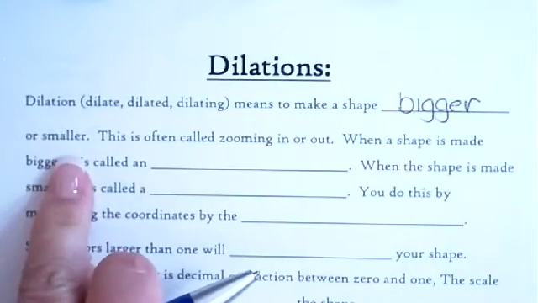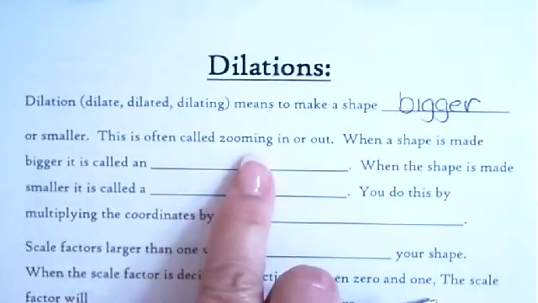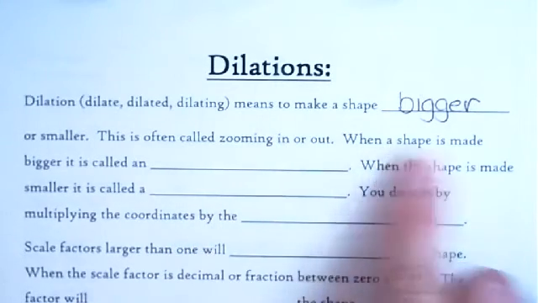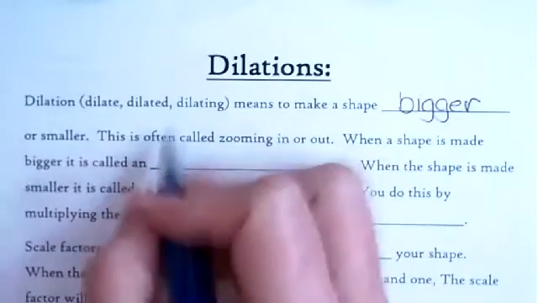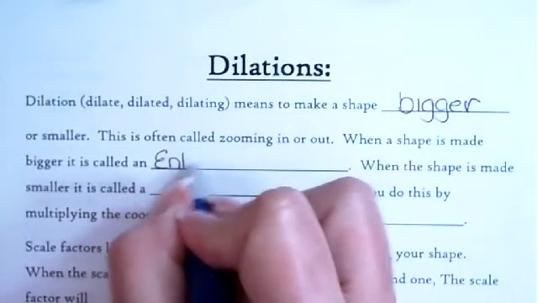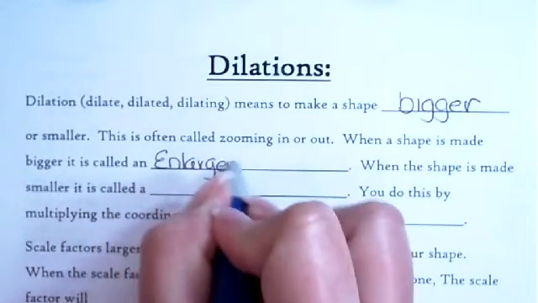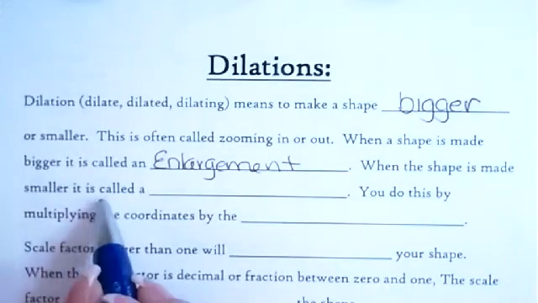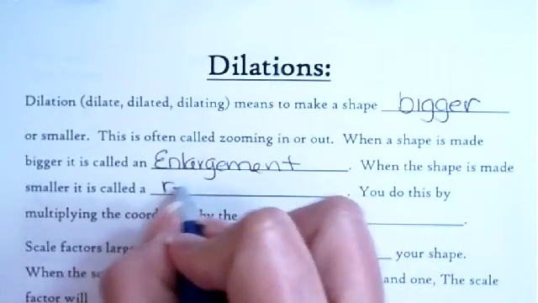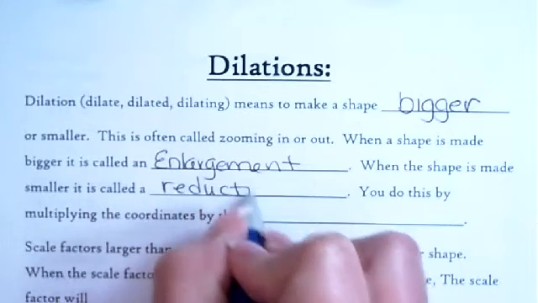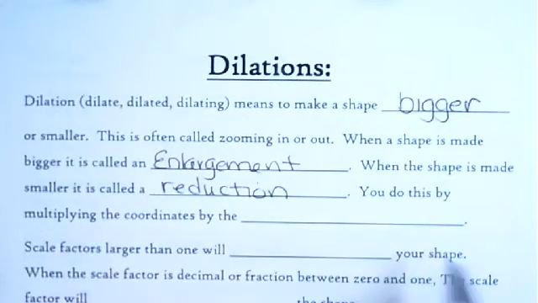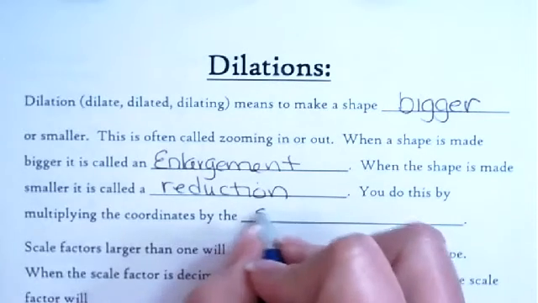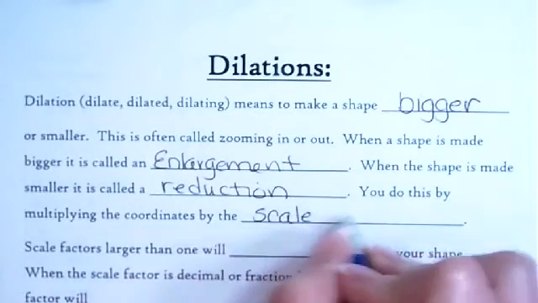or smaller. This is often called zooming in or zooming out. When a shape is made bigger, it is called an enlargement. When the shape is made smaller, it is called a reduction. You can do this by multiplying the coordinates by the scale factor.